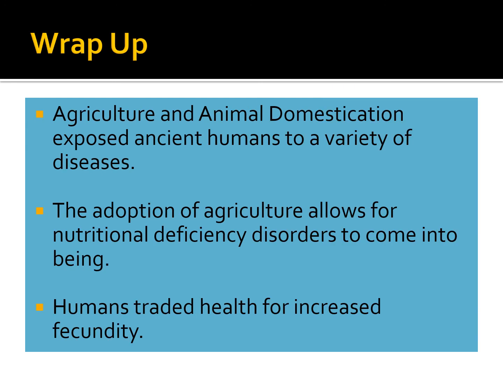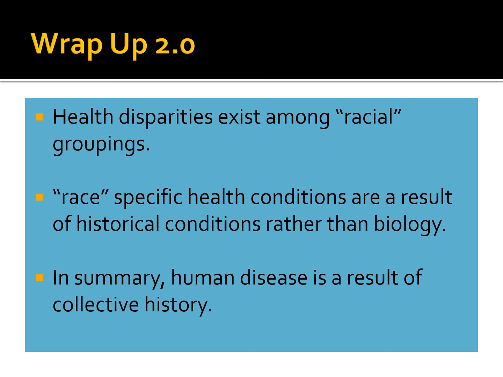So to start wrapping up here, remember that agriculture and animal domestication exposed ancient humans to a variety of different diseases, which are now still with us today. The adoption of agriculture allowed for nutritional deficiency disorders to come into being on a more frequent scale. And humans traded individual health essentially for fecundity, or the ability to reproduce and have higher rates of fertility. So remember that health disparities do exist among racial groupings, but race-specific health conditions are a result of historical and cultural conditions rather than that of biology, right?